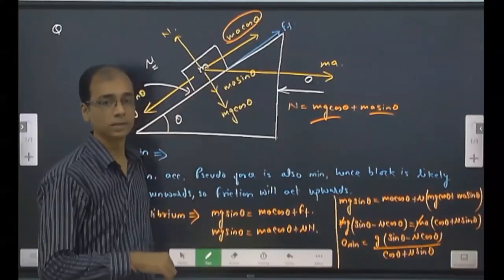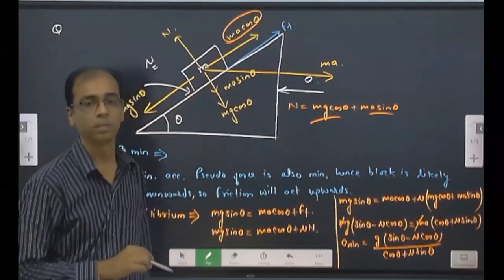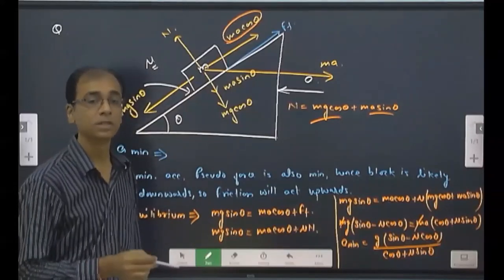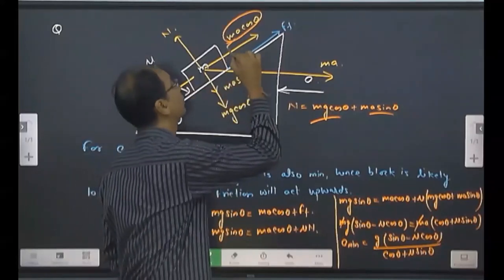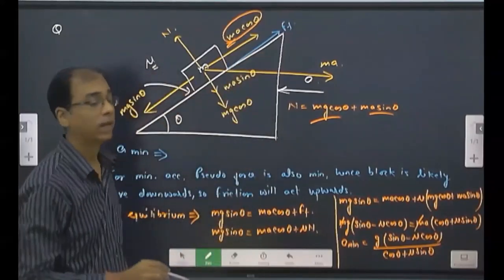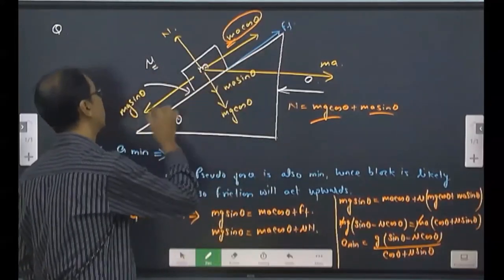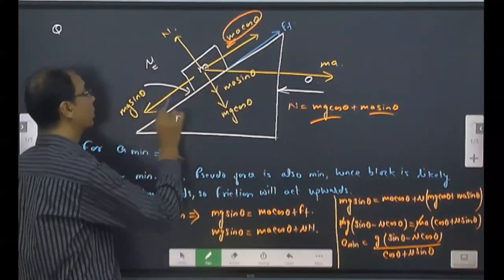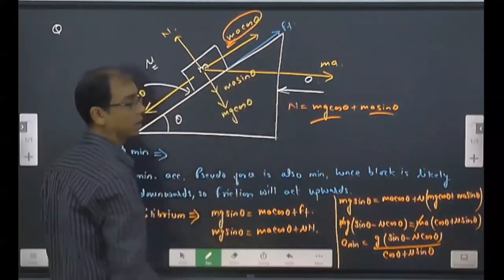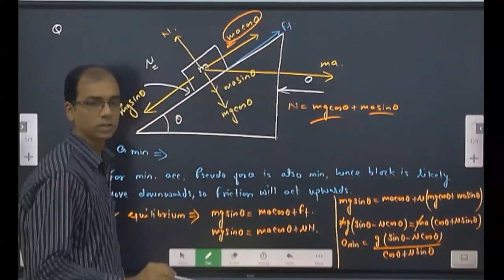But in this case, we said that acceleration is minimum. Minimum acceleration means minimum pseudo force. Minimum pseudo force means minimum value of ma cos theta. So if its value is minimum, then mg sin theta will pull it downwards. If it is going to pull it downwards, what will happen? Friction will act upward this time. That is the only difference.